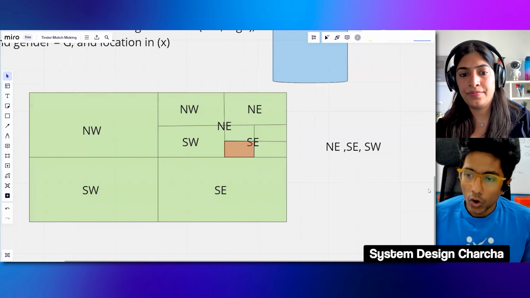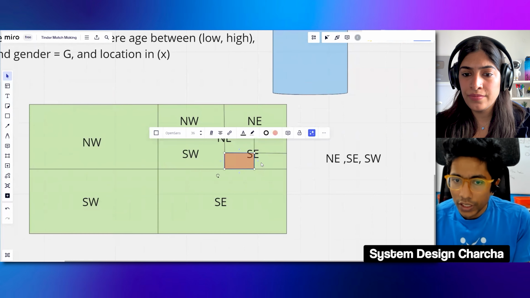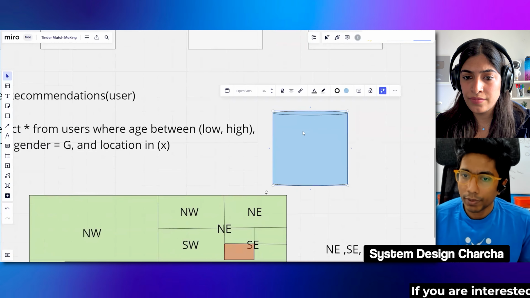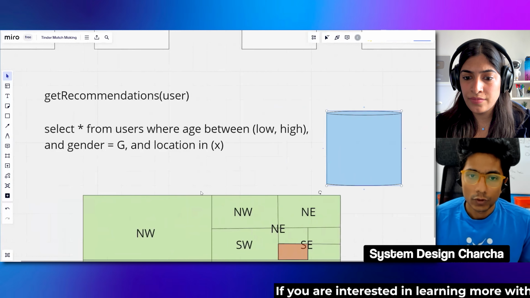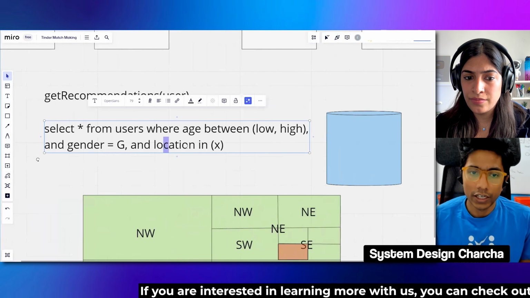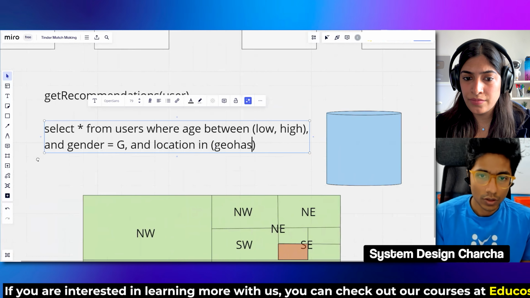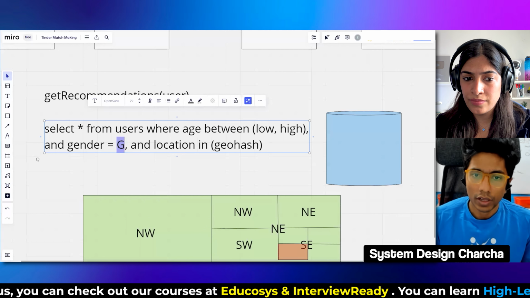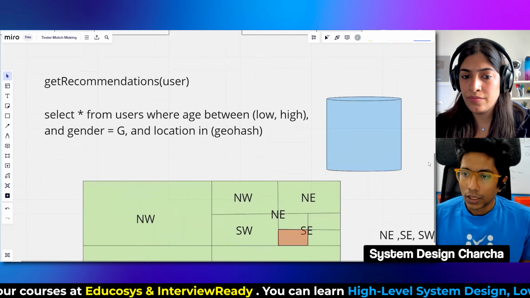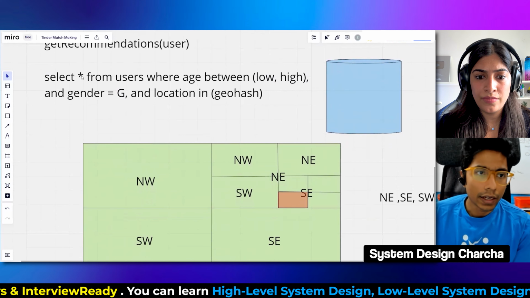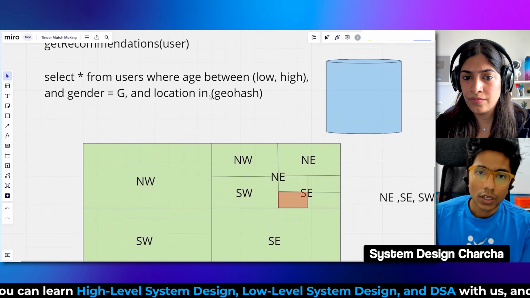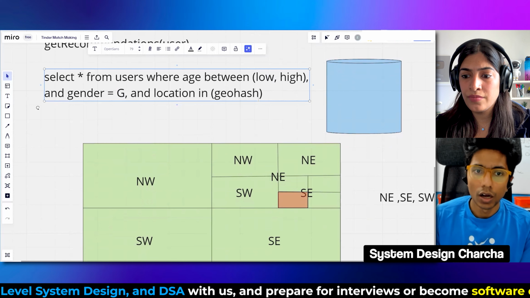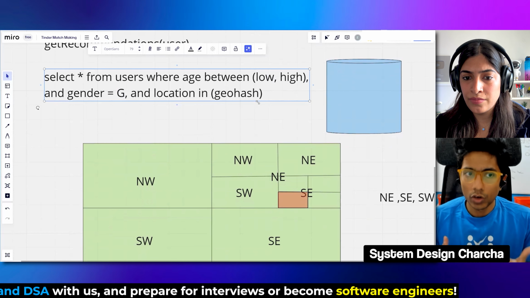Right. So if a person changes their location, their geohash changes. So that will be updated in the database. So for every user, we'll have their geohash, their gender, and their age. Okay. Keerti, if you are now firing a query here, select star from users, then there are 3 parameters that we are using. We can run an index only on one.